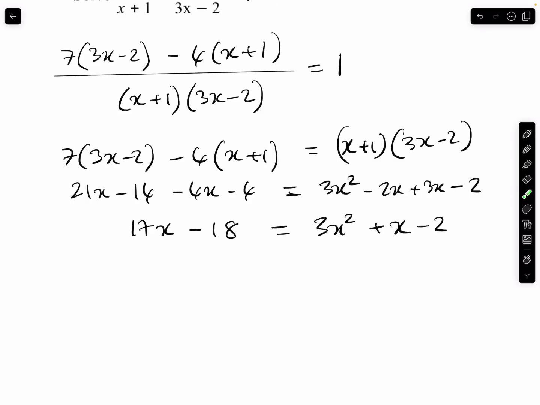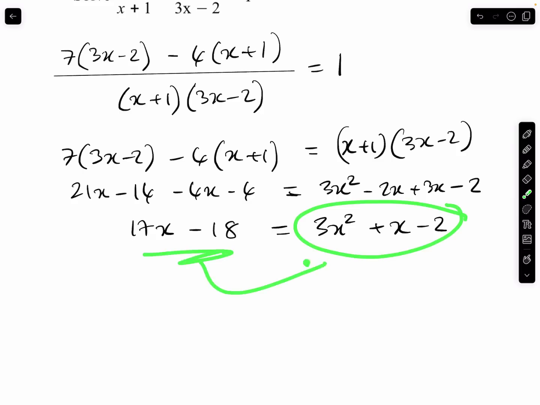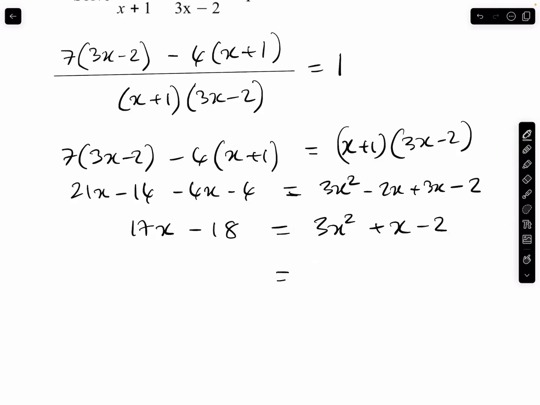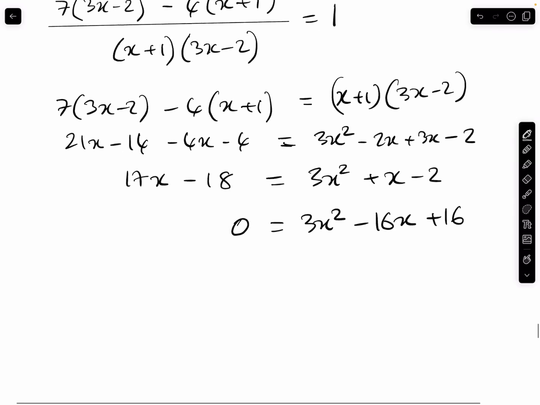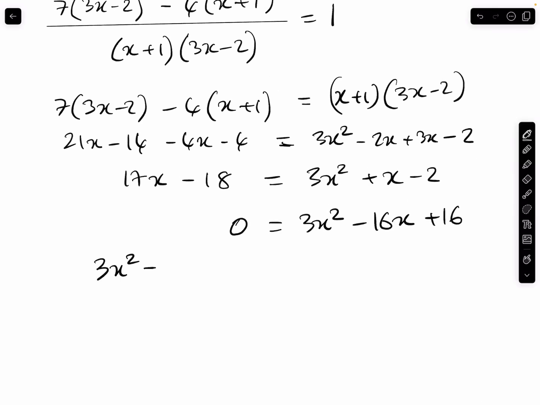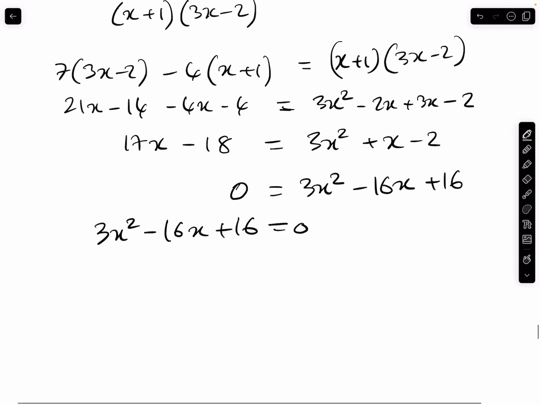So we've got a quadratic going on here. I'm going to take this over to this side. So that gives me 3x squared, and then 1x take away 17x, which is minus 16x, and then minus 2 plus 18 gives me plus 16, and that equals 0. So I can write it out with the 3x squared part first, and then I look to see if I can cancel down or divide by anything, which I can't really, so I'll leave it as it is.